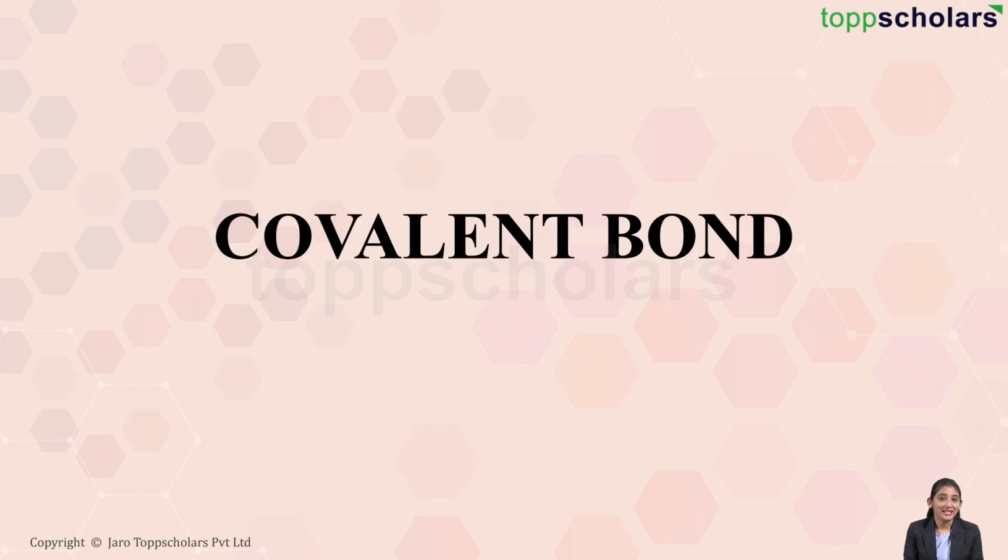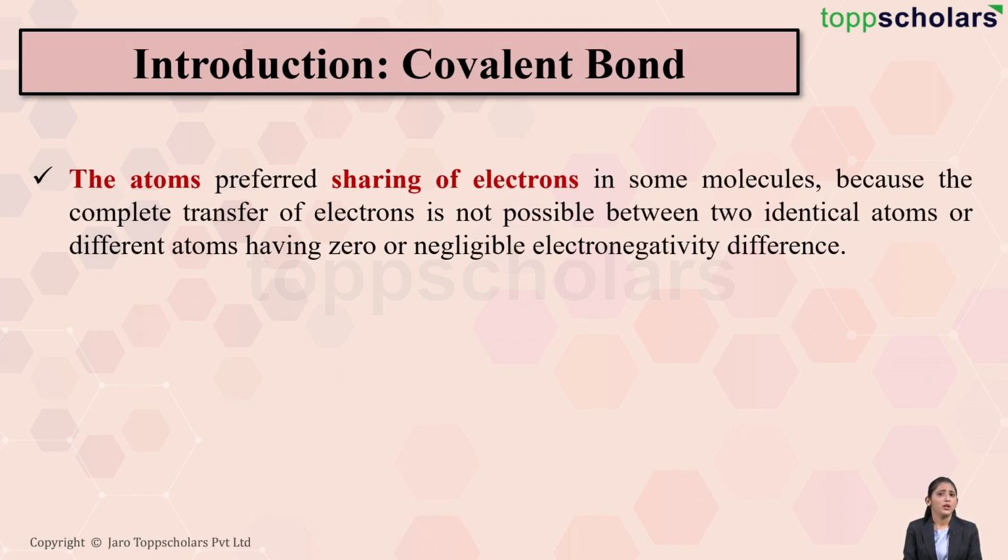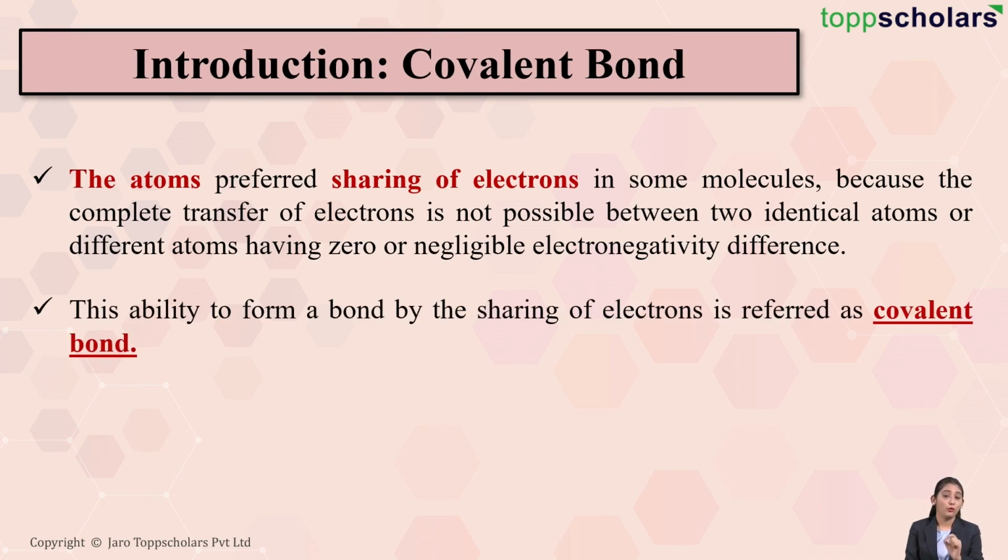Today we'll be discussing covalent bond. Now friends, there are some molecules wherein atoms generally prefer to share electrons with each other, because complete transfer of electrons in these cases is not possible, since these atoms are identical, or the different atoms present in the molecule have zero or negligible electronegativity difference. So this ability to form a bond by the sharing of electrons is referred to as covalent bond.